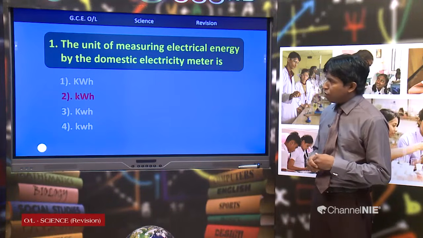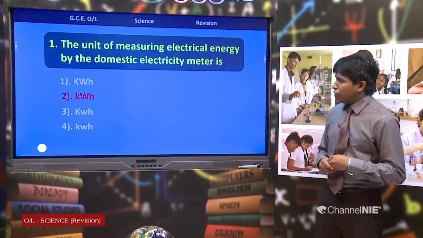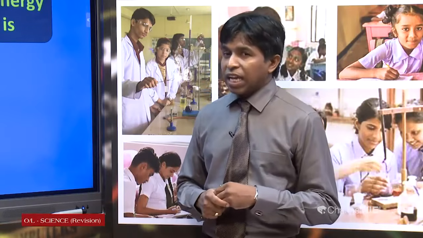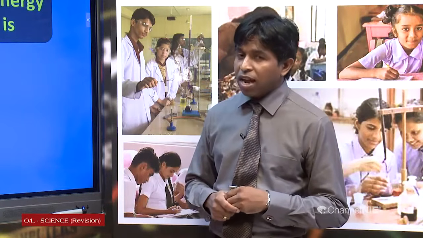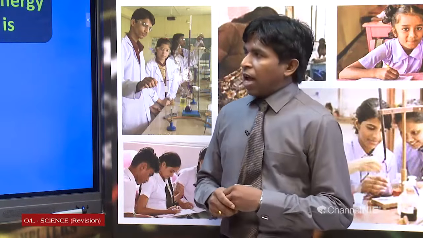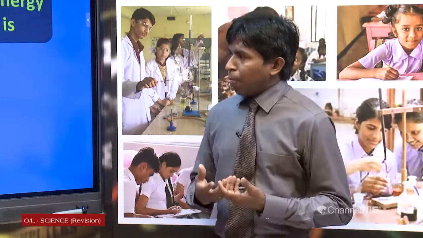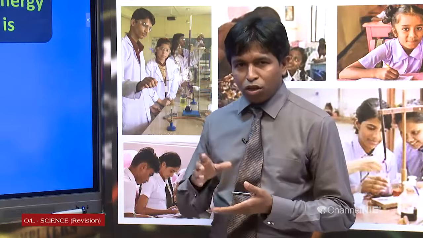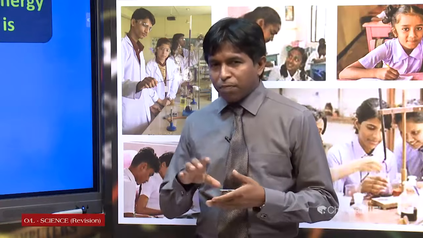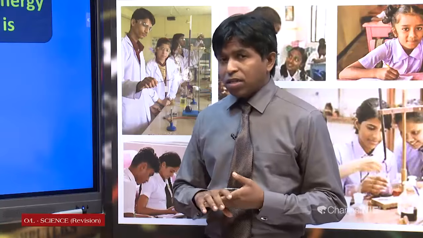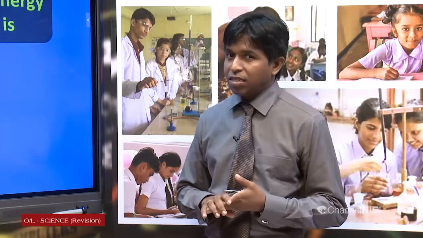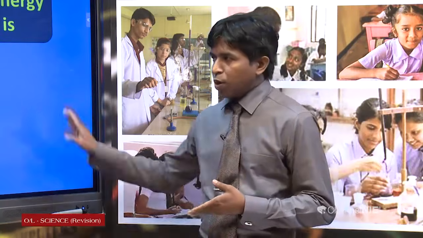Therefore, the unit of measuring the energy of a domestic electricity meter is kilowatt hours: K simple, W capital and H simple. And even in electricity consumption by the electric meter, in your house we have the domestic electric meter. The electric meter records the number of units consumed at the end of the month in kilowatt hours, that is kWh. So, let us move on to question number 2.